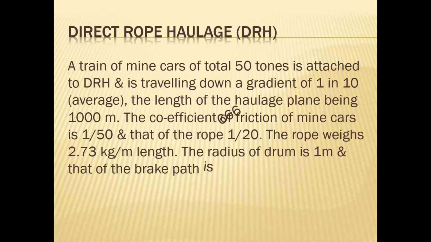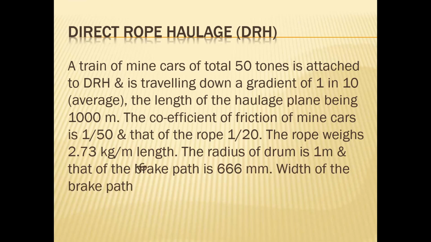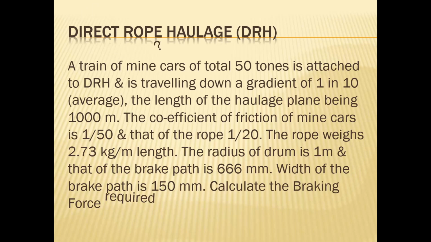The radius of drum is 1 meter and that of the brake path is 666 millimeters. Width of the brake path is 150 millimeters. We need to calculate the braking force required to stop the direct rope haulage. So it is a lengthy numerical. So let us summarize the given data.